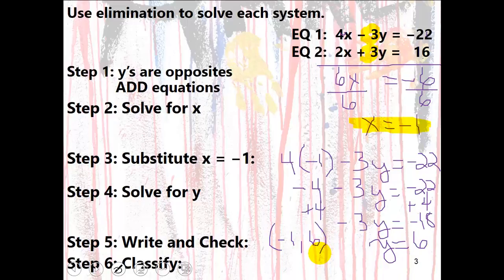So then we just do mental math to check it. 4 times -1 is -4. Minus 18 is equal to -22. That works. And then 2 times -1, that's -2. 3 times 6 is 18, so -2 plus 18, well, that equals 16, so it checks. I end up with a single ordered pair, so I get consistent, independent. Just like that.